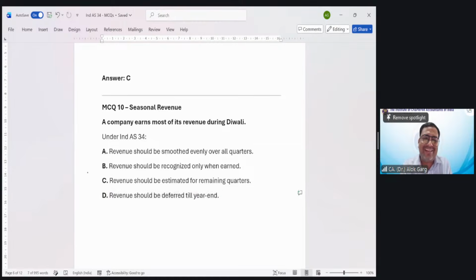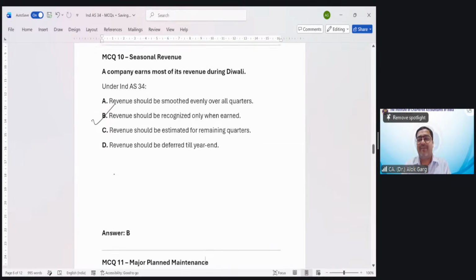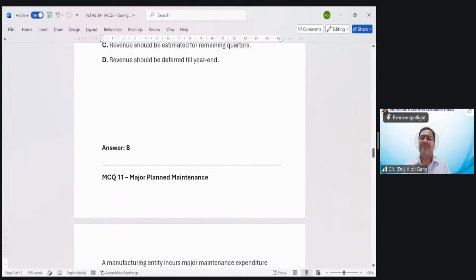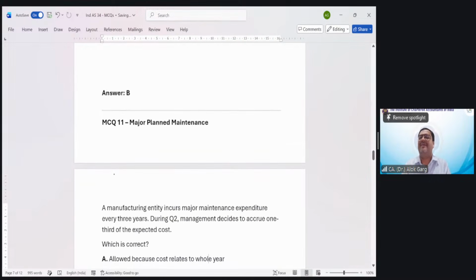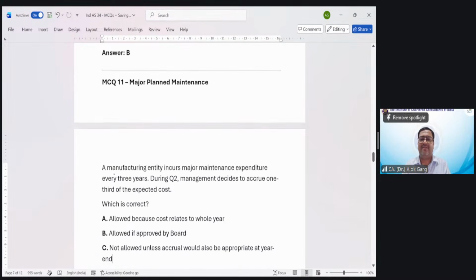Yes, everyone is right. Revenue should be recognized only when earned. B is the right answer. B for Bombay. And I love to see that every student is giving the right answer.